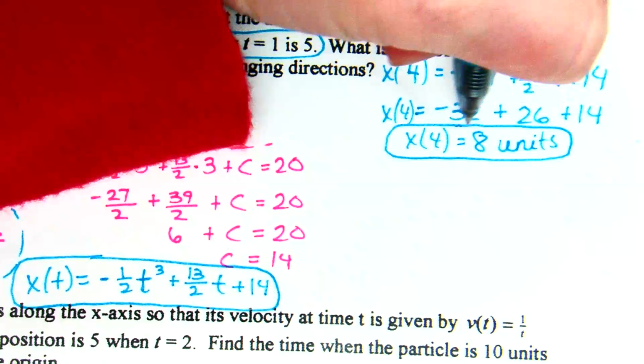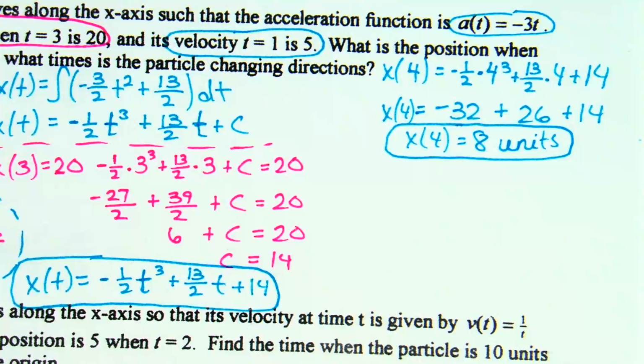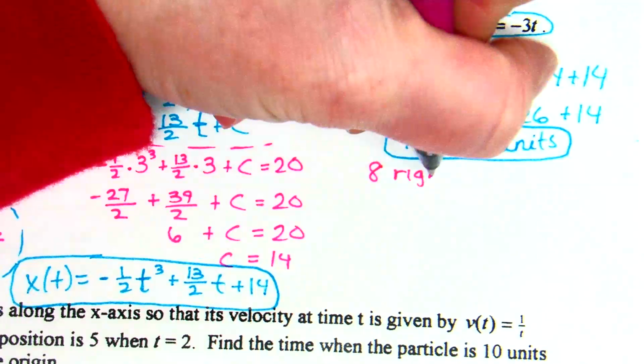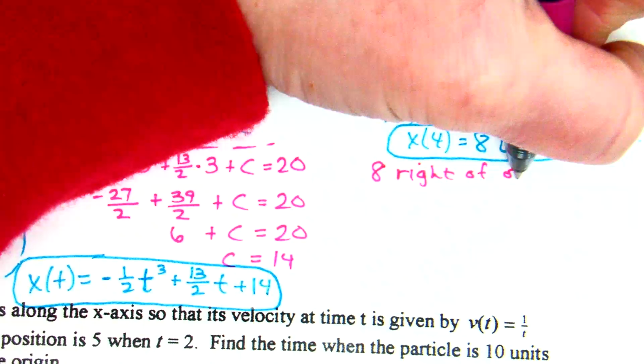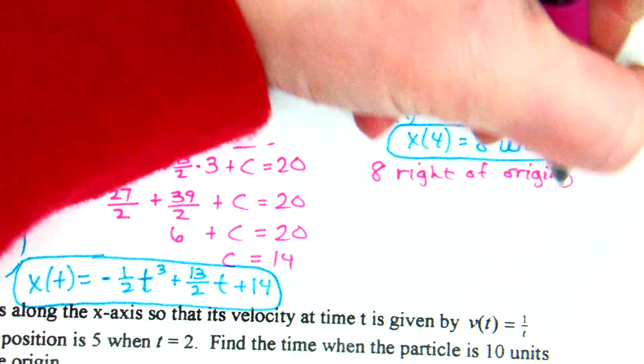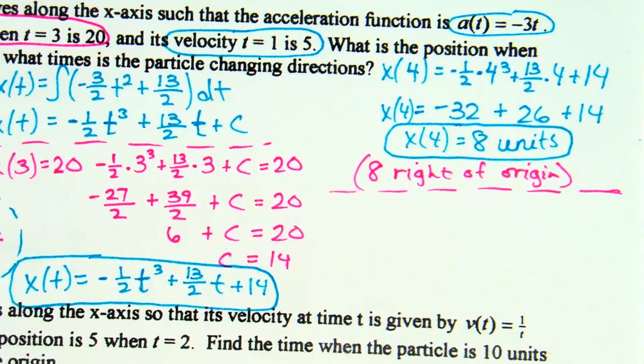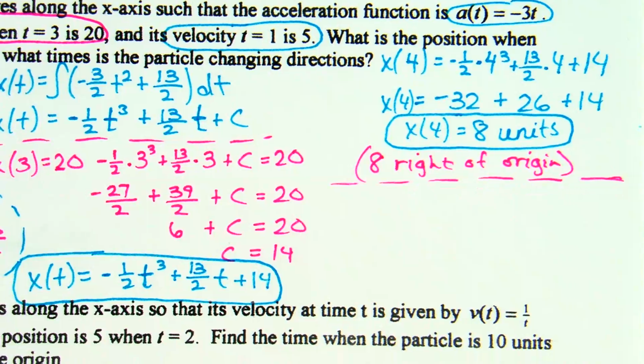What does an answer of 8 mean in terms of position here? It's a positive 8, so that's going to mean it's going to be 8 units right of the origin. Okay, I believe we have one more question to answer. At what times is the particle changing directions?